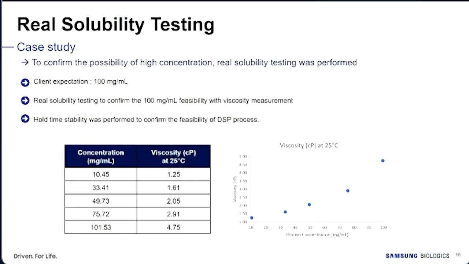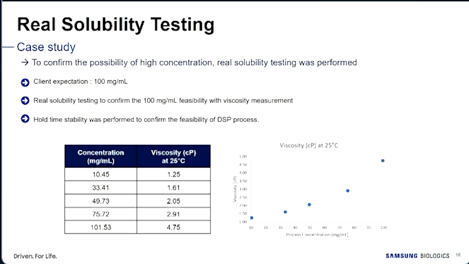This is a case when we perform the real solubility testing with short-term holding time stability at ambient condition to confirm the feasibility of high concentration and DSP process manufacturing. Our client wished for 100 mg per ml, and we did stepwise concentration using the target molecule to confirm the 100 mg per ml. We successfully reached 100 mg per ml while retaining good viscosity of around 4 cP. So we gave our client this data and performed the formulation development for them.